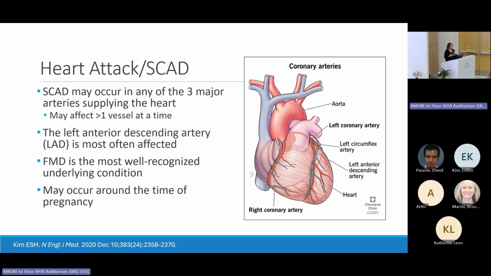And it can occur in any of our three major blood vessels. This is a schematic of the heart here on the right, and you don't need to know exactly what we're looking at here, but we have three major coronary arteries. The left coronary artery splits into two, and then we have a right coronary artery. SCAD can occur in any of these vessels, and it can occur in more than one at a time. The left anterior descending, which serves the front portion of the heart, is most often affected by SCAD. And as we know from today, FMD is the most well-recognized underlying condition in association with SCAD. Notably, SCAD can occur at the time of pregnancy, but it's not always associated.